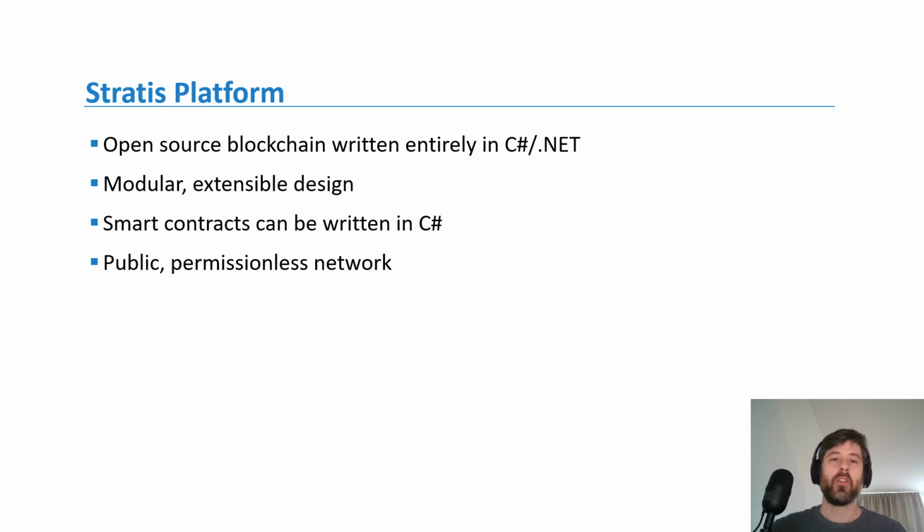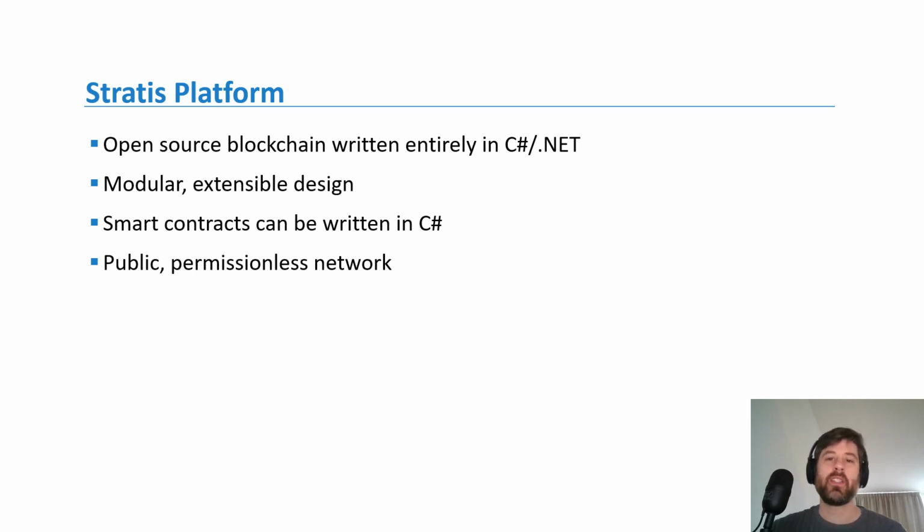So the software behind the Stratis platform is used to power several public permissionless blockchain networks. The first of these is the Strax network, which is the original network that's secured by proof of stake consensus. And the second of these is the Cirrus network, which is a sidechain to the Stratis network and capable of running smart contracts and is secured by proof of authority consensus.